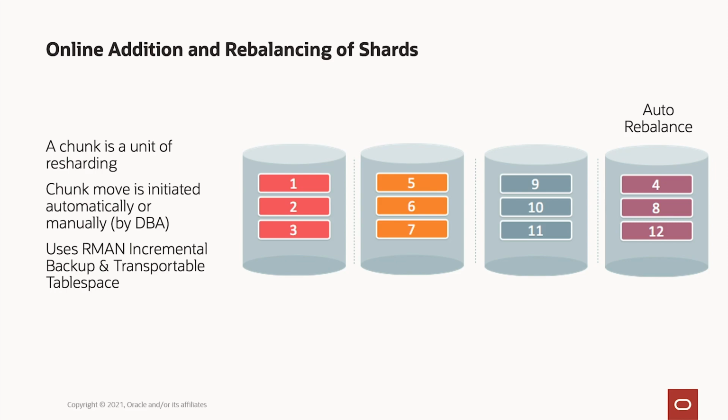Conversely, we can also shrink the number of shards. So if I have 4 shards and I want to go to 3 shards, I can do that, and again we can do the data migration completely online. When all the chunks have been moved out of shard number 4 in this case, then we can decommission that shard. So we support scale out as well as scale in completely online with sharding.